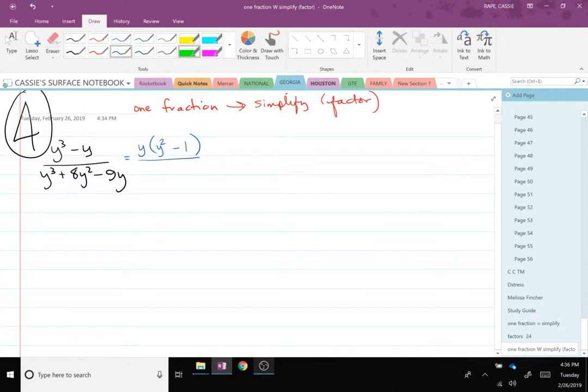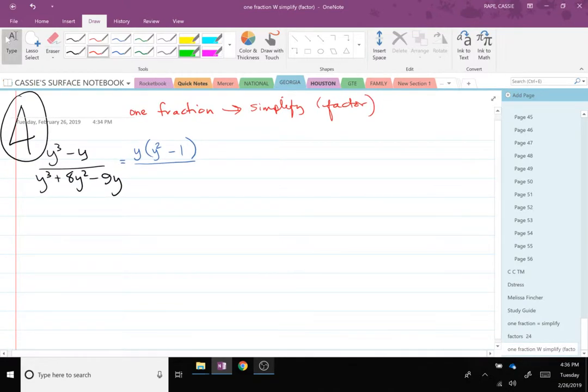I'm going to stay on this numerator for just a second. This part right here, the y, that's completely factored. You can't get that any simpler. This part right here, I want you to note, y squared is y times y. That means it's a perfect square. 1 is 1 times 1, which means 1 is also a perfect square.